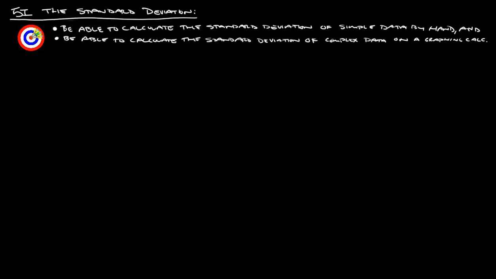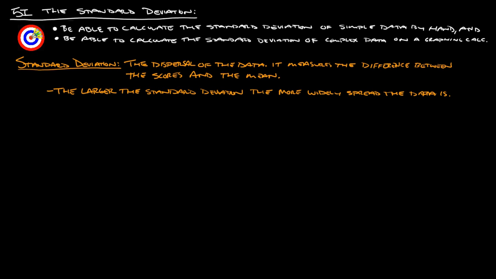Alright, let's get started. So, first thing we want to take a look at here is what standard deviation is. Standard deviation is basically the dispersal of the data. So really what it means is that it measures the difference between the scores and the mean. The larger the standard deviation, the more widely spread the data is. And conversely, the smaller the standard deviation is, the more compact it is, the more closely fit together all the data is.